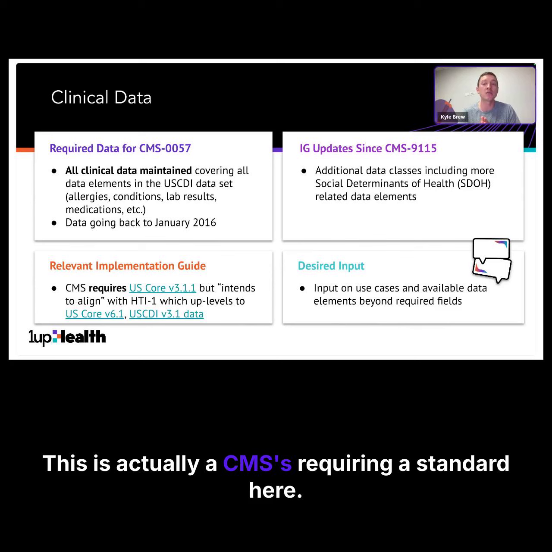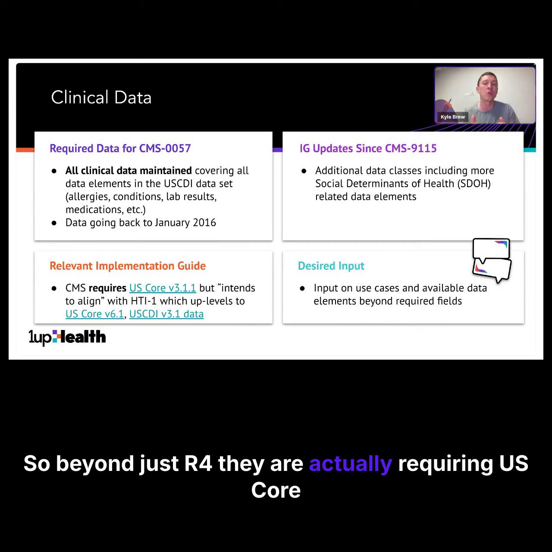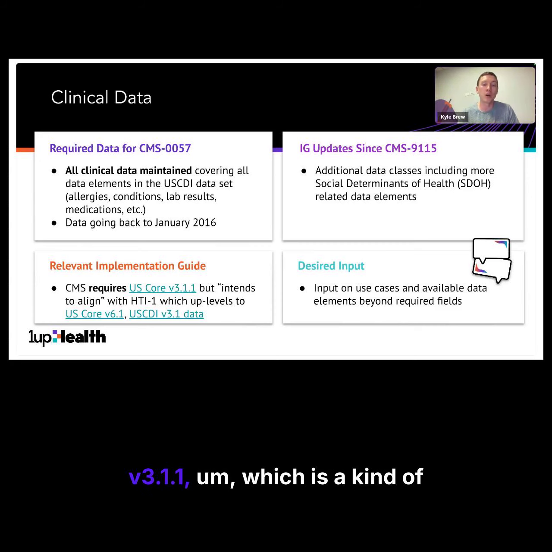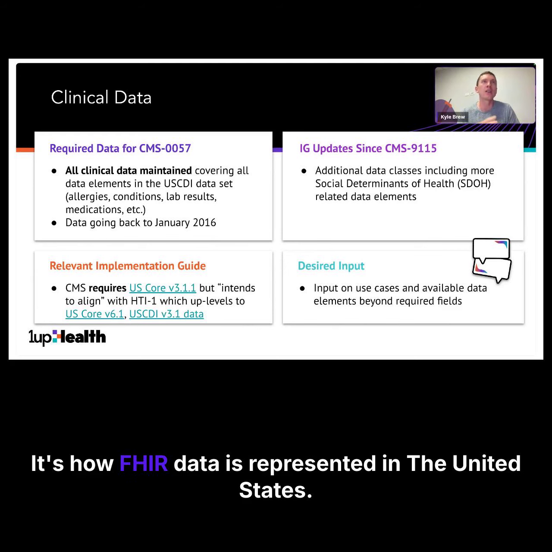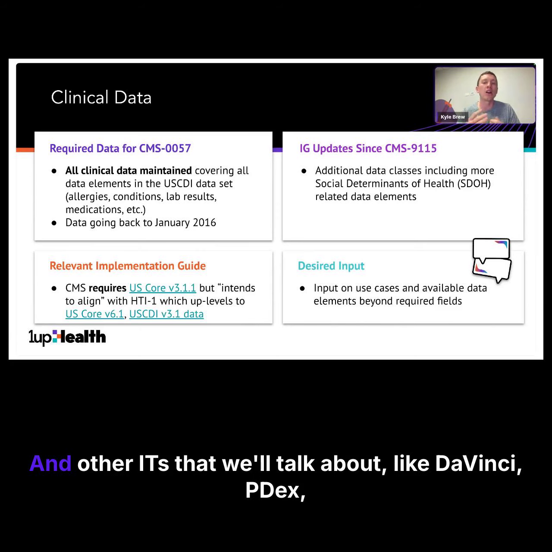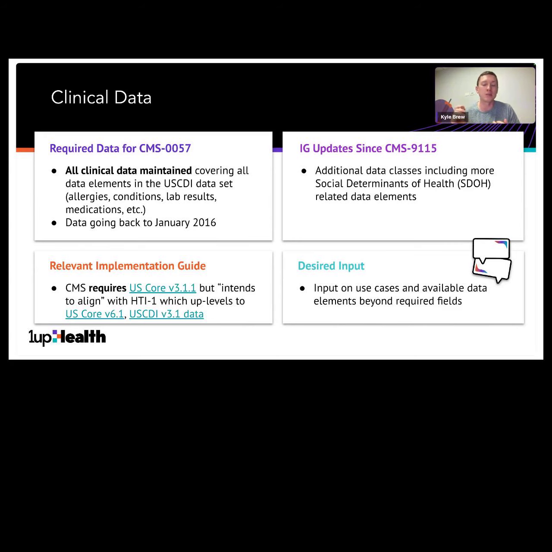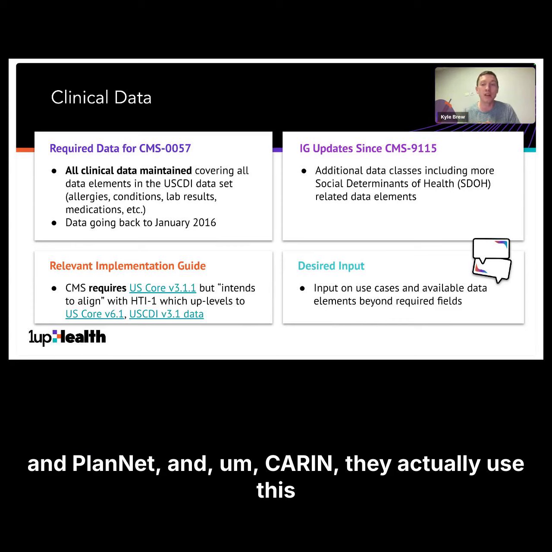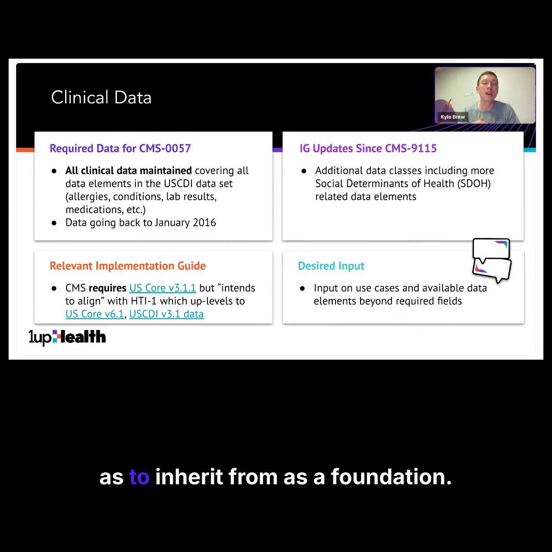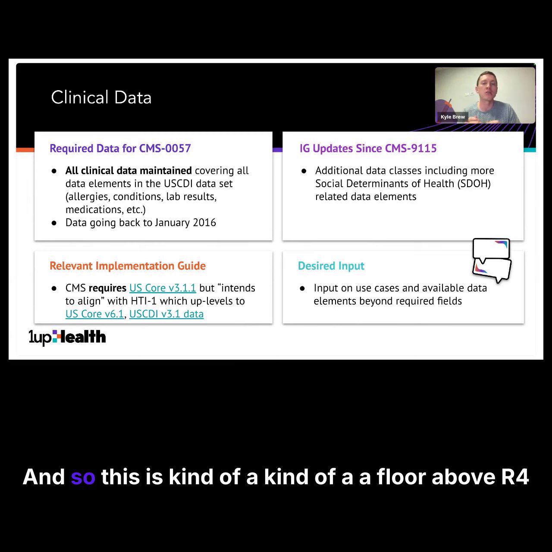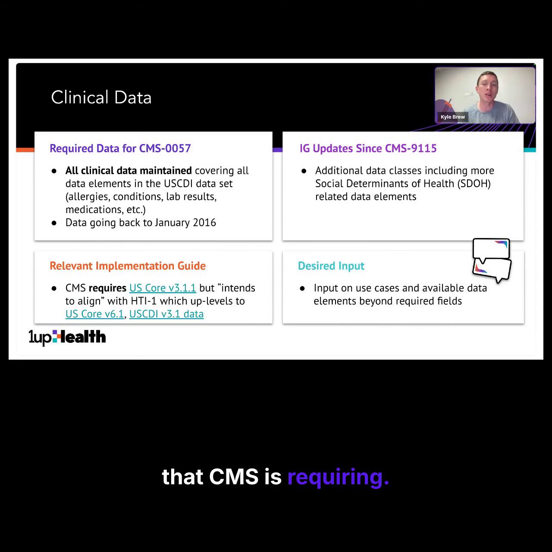And I think this is unique compared to the other areas: CMS is actually requiring a standard here. Beyond just R4, they are requiring US Core 3.1.1, which is how FHIR data is represented in the United States. Other IGs that we'll talk about, like DaVinci PDEX, PlanNet and CARIN, actually use this to inherit from as a foundation. So this is a floor above R4 that CMS is requiring.